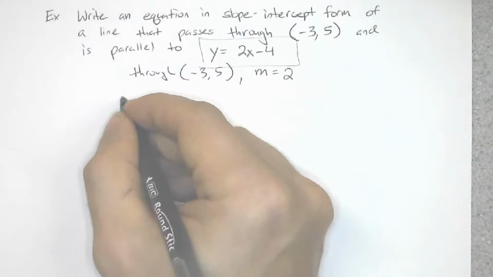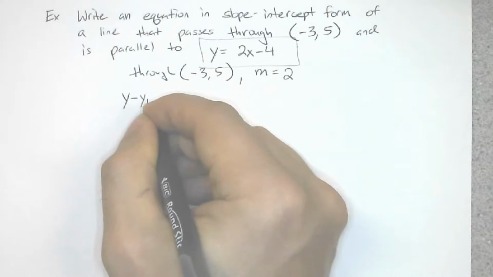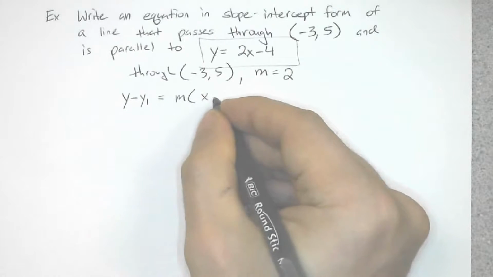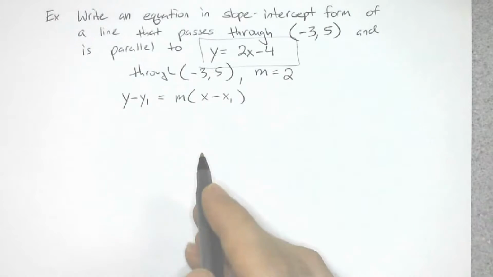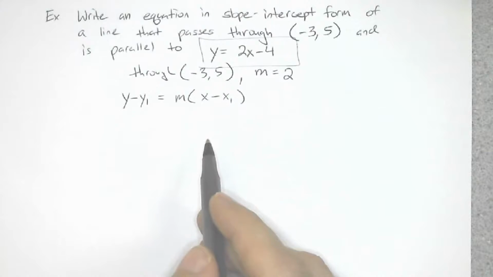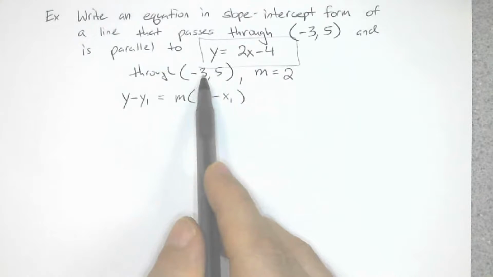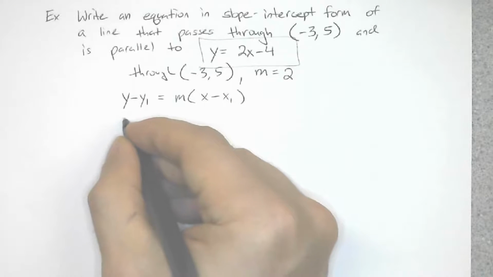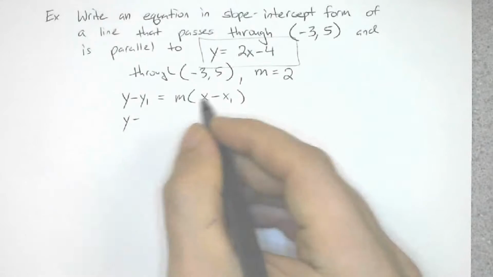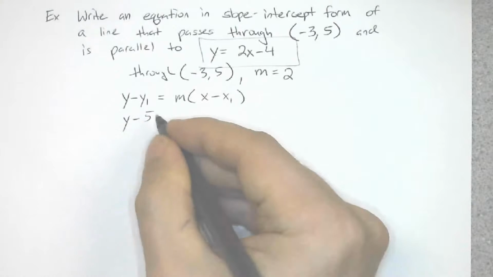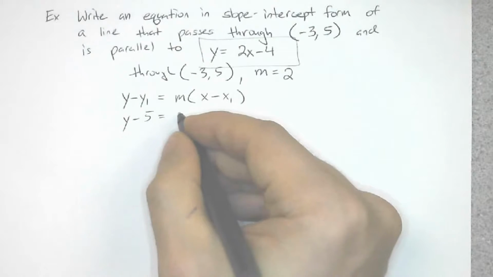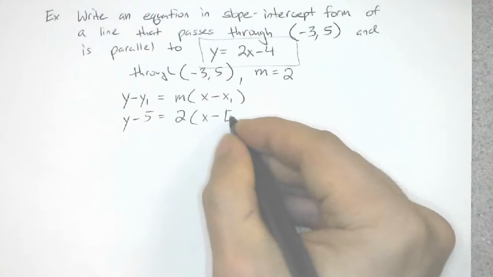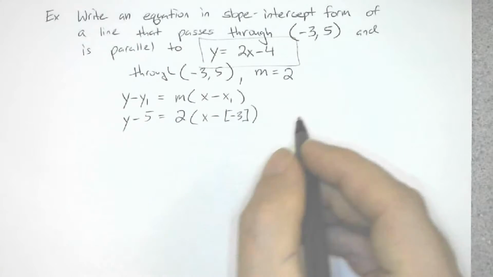First, let's start out with point-slope form. Y minus y1 equals slope times the difference of x and x1. Now what we're going to do is plug in the points for this coordinate. We've got y minus, our y value is 5. Slope, we want the slope to be 2. X minus, and our x1 value is -3. Don't forget that negative sign.